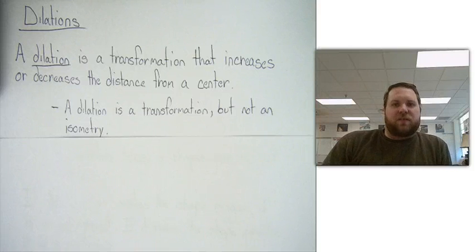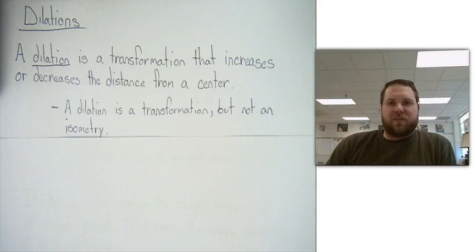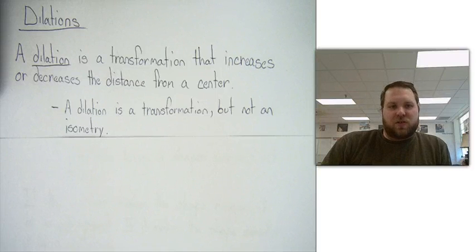And it's a transformation, which means it's just like those transformations that we saw before in that it's changing a figure. So just like translations, reflections, and rotations, this thing is changing something about a shape. However, it's not an isometry. All three of those that we discussed before were isometries because they didn't change the shape or the size of an object. They just changed its location.